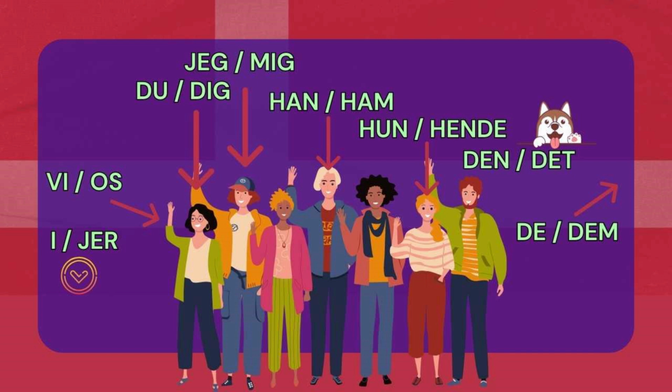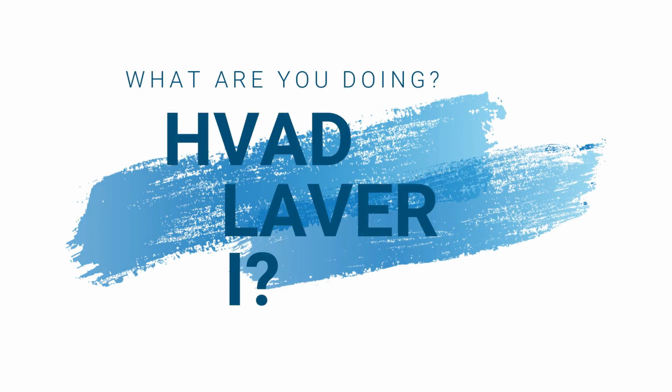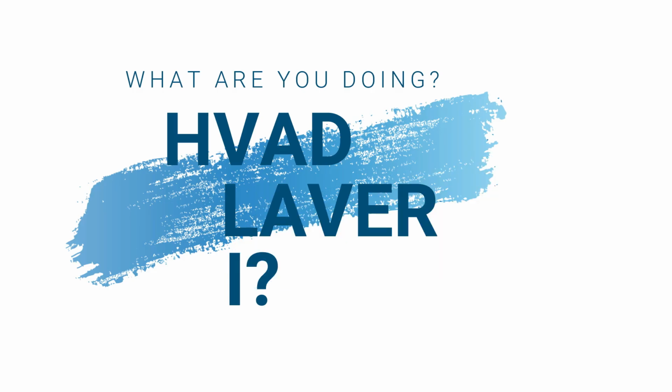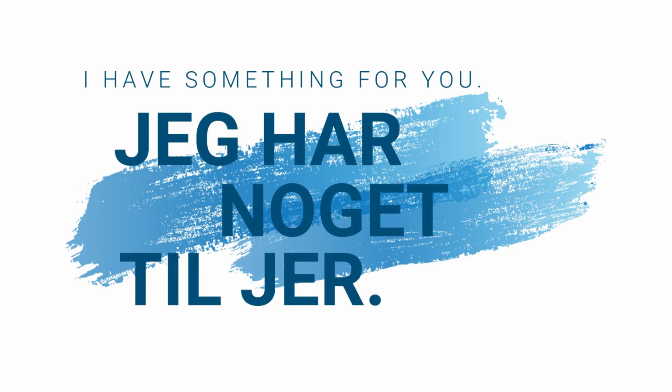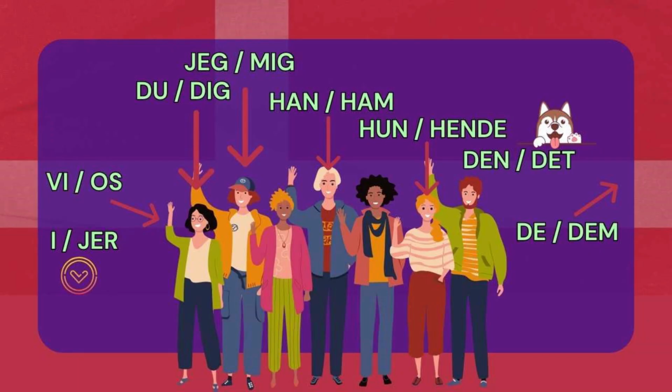Next up, vi, us. Vi, os. Easy, right? We and us. I and jer. This is you when you're talking to plural people. So I could say, hvad laver I? What are you doing? Or, jeg har noget til jer. I have something for you. Jer being the object, I being the subject.